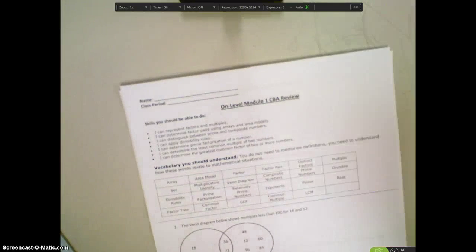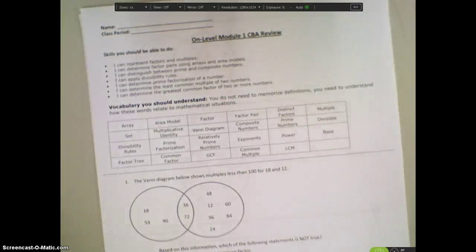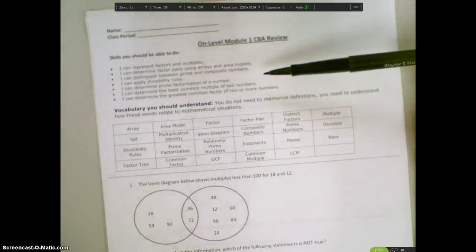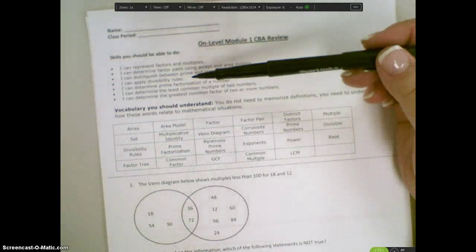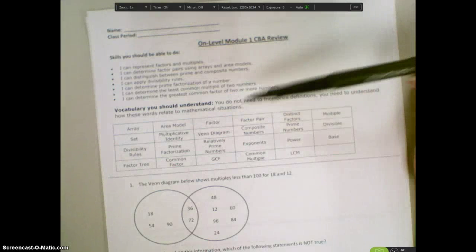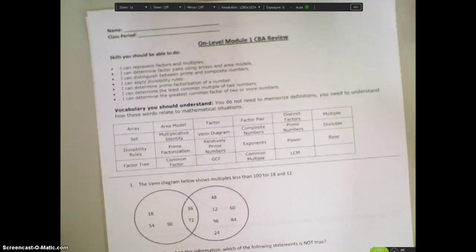So the first one is that you can represent factors and multiples. You can determine factor pairs using arrays and area models. You can distinguish between prime and composite numbers. You know your divisibility rules. You can determine prime factorization of a number, determine least common multiple of two numbers, and determine greatest common factor of two or more numbers.